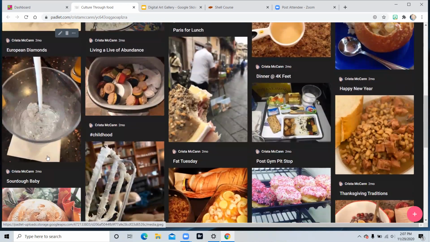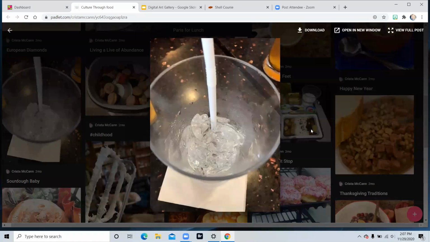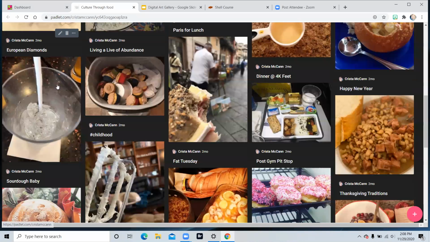This is kind of a contrast against what's not really a part of the culture in Europe. This one's titled European Diamonds, just because I feel like I personally am a little spoiled having ice in my drinks. I'm a big fan of Sonic Ice. And so when traveling in Europe, it's a little bit trickier to find ice in your drinks. And anytime you do, it's like you've just found diamonds. So this is another picture that I feel like represents culture.